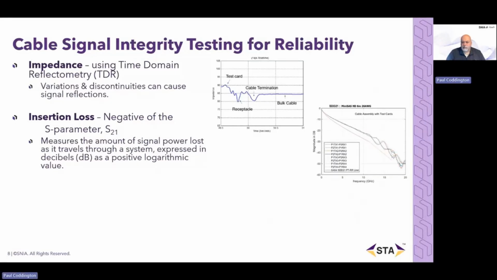Insertion loss is important because it basically limits the effective reach or length of a cable. The longer the cable, the more insertion loss there is. This is why longer cables tend to use larger wire gauge sizes. Larger wire gauges have less insertion loss, allowing the cables to work at longer distances.